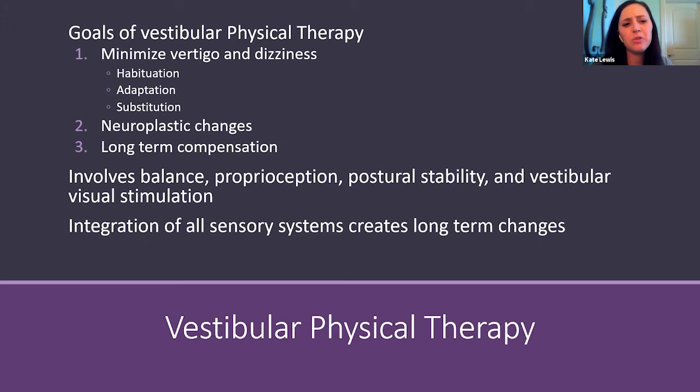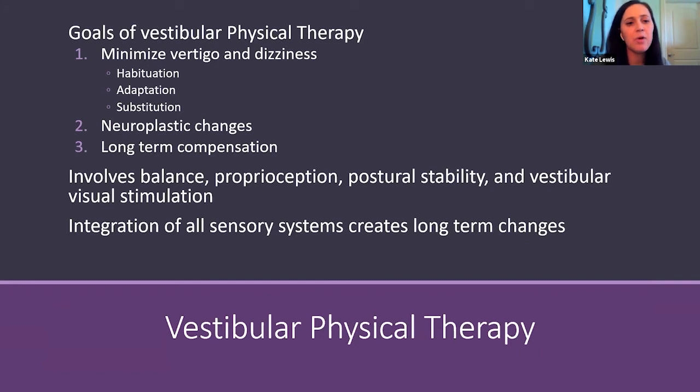With vestibular physical therapy, we're trying to work on making neuroplastic changes. So the brain is plastic in that it can form new pathways and responds to various interventions for recovery. And then finally, we're looking for long-term compensation. So if there was an injury to one side of the vestibular system, then we can't fix that injury, but we can compensate for the loss. And that's going to help an individual be able to function at a normal or almost normal rate as they were before.